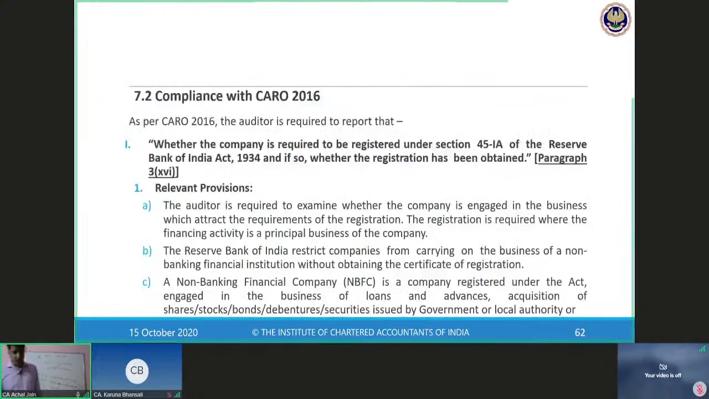We can then move further. Compliance with CARO. I think this is something which you have covered in detail already, but still we can just go through the requirements of CARO in respect of those clauses which are specifically in respect of NBFCs. Under CARO, there is a clause which says whether the company is required to be registered under RBI Act, and if so, whether the registration has been obtained.